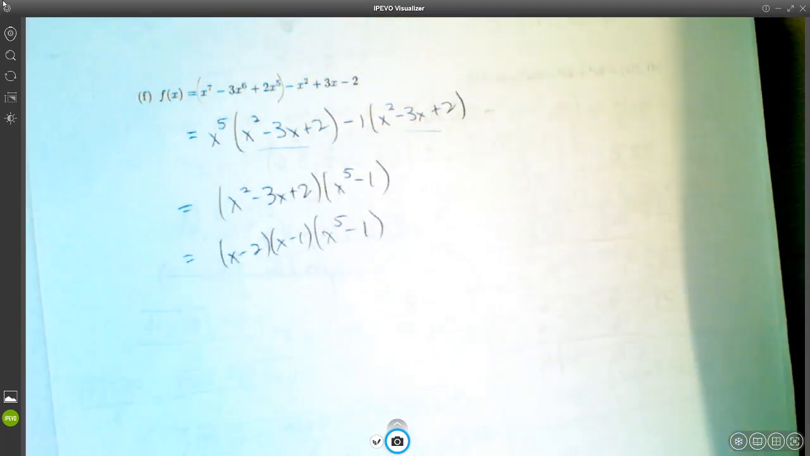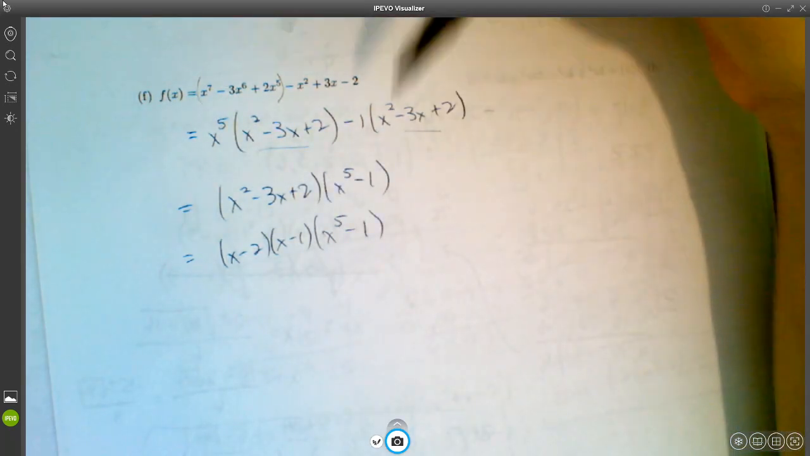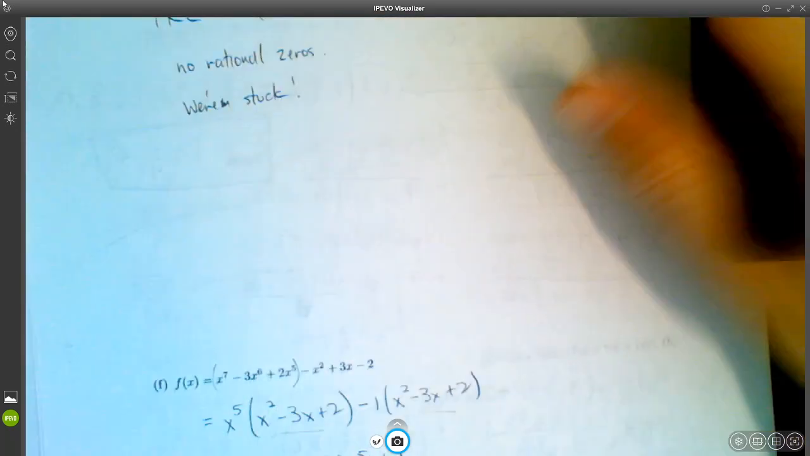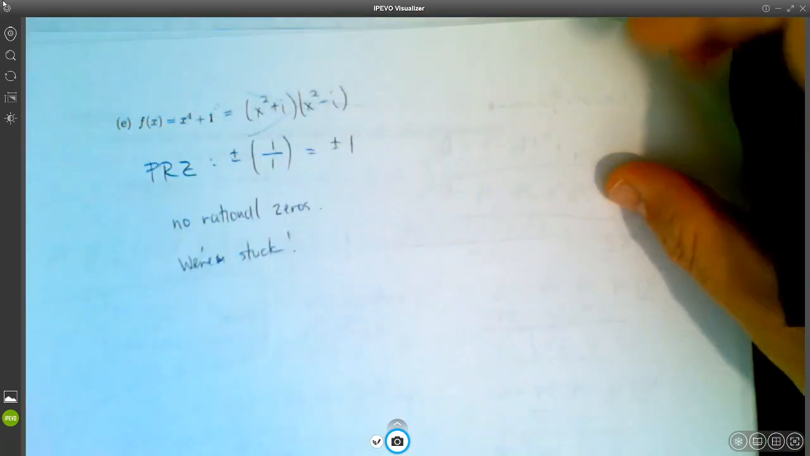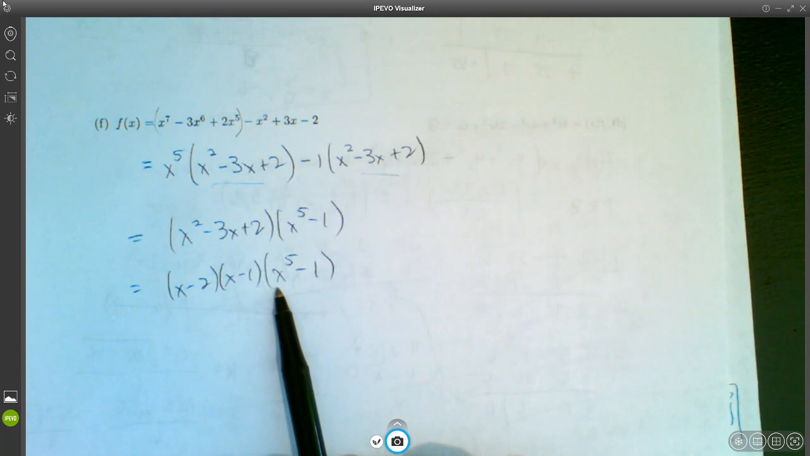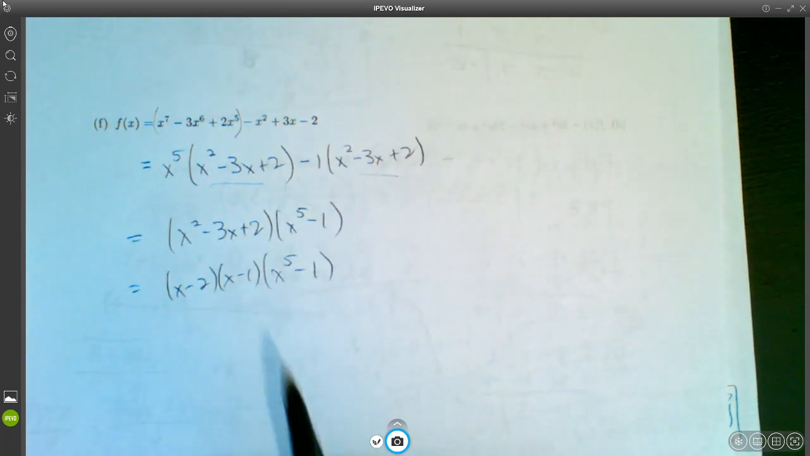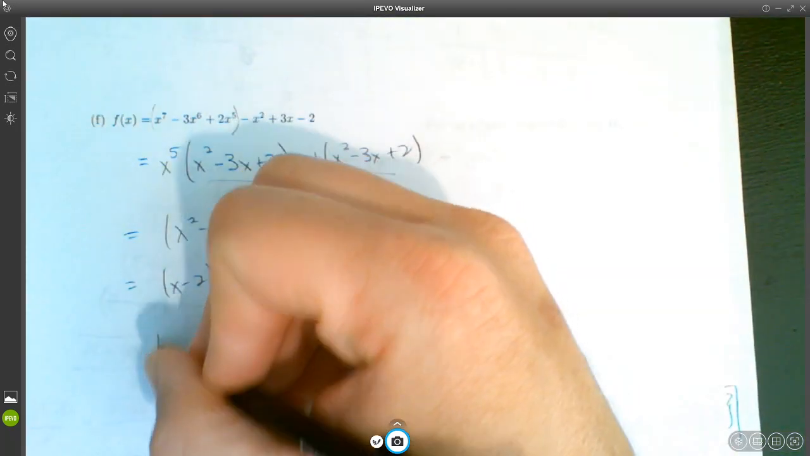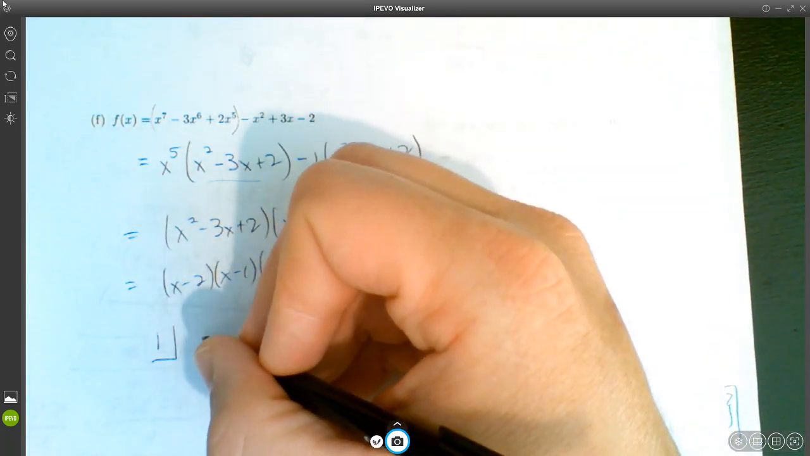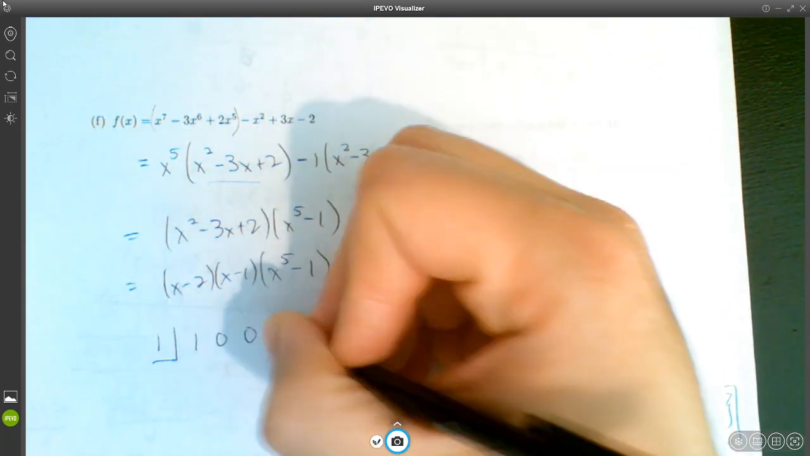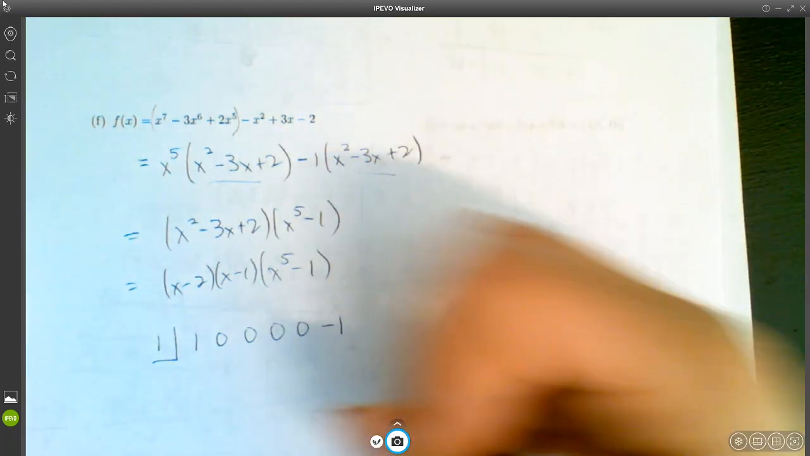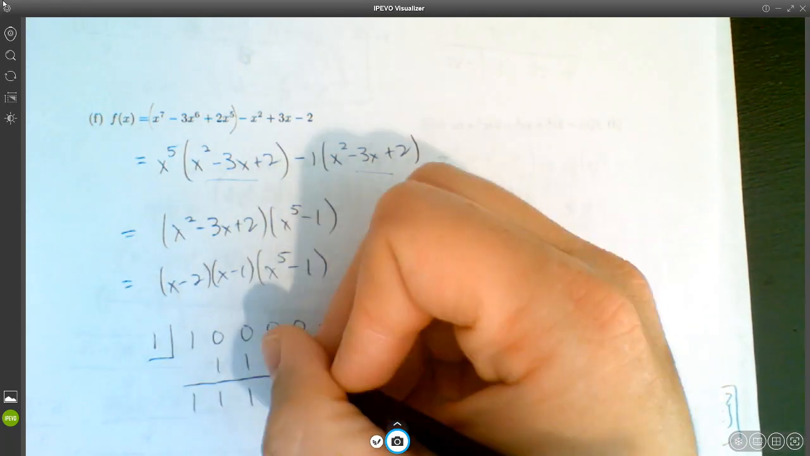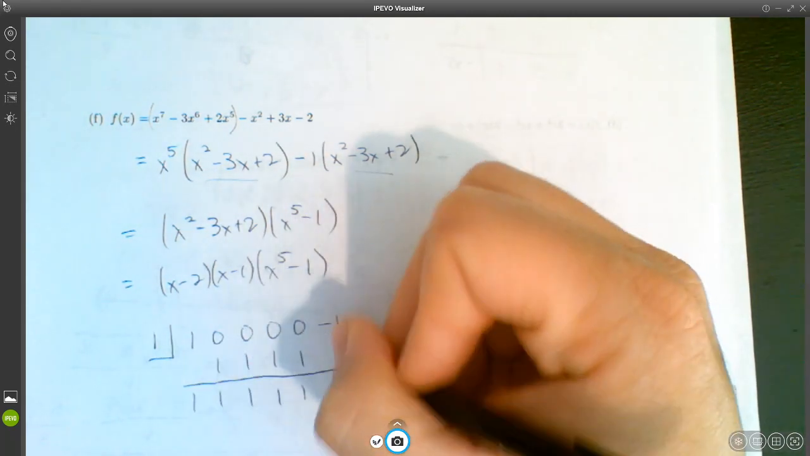As for x to the 5th minus 1, if I do the possible rational zeros thing, I'm going to get plus or minus 1, just like I did up here. But what makes this different is that I think positive 1 is a zero. 1 to the 5th power is 1, 1 minus 1 is 0. So positive 1 is another zero. Let's see what I get when I do synthetic division. So I have x to the 5th, 0x to the 4th, 0x cubed, 0x squared, 0x, minus 1. I get 1, 1, 1, 1, 1, and 0. Sure enough.